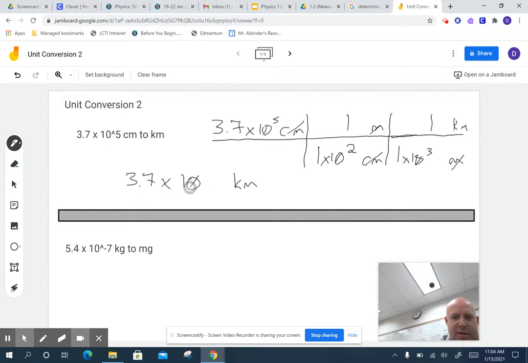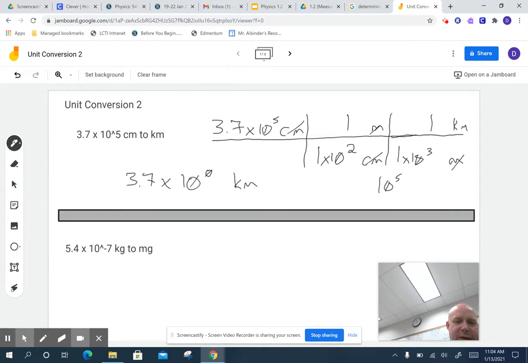And it's times 10 to the, well, you got 10 to the 5th up top, and down here, what's 10 squared times 10 to the 3rd is also 10 to the 5th. You've got a 10 to the 5th on the bottom, okay? Now, if you remember your exponent rules, that means you subtract. You got 10 to the 5th up here, you got 10 to the 5th down here, that's 10 to the 0. So 3.7 times 10 to the 0 kilometers, or you could just write 3.7 kilometers. Okay? Now let's do this one here.